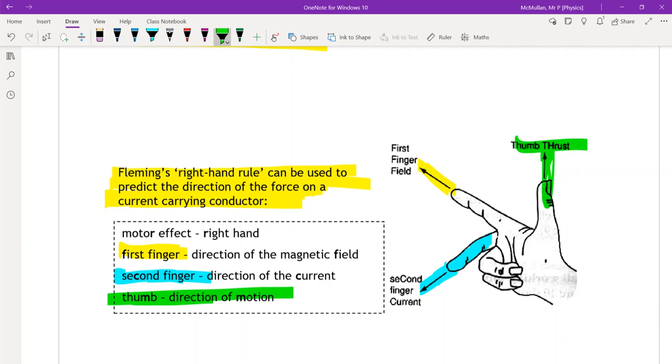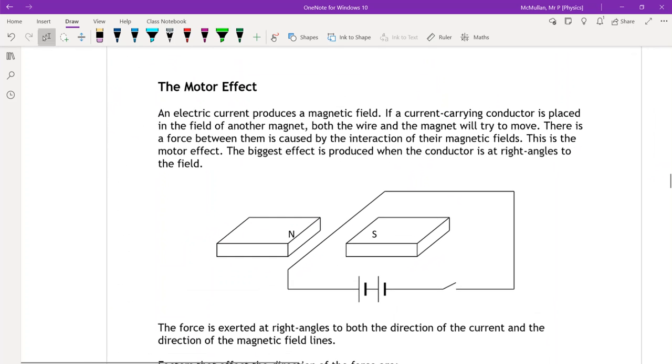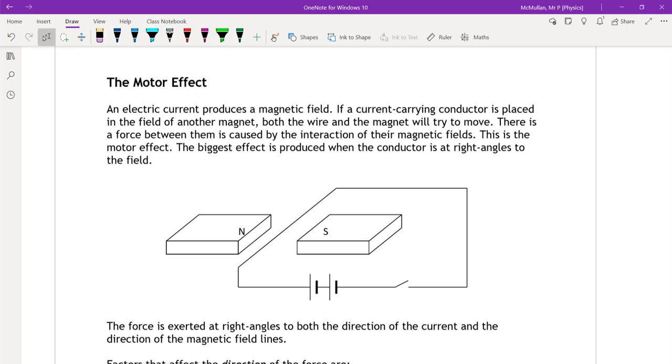so over the page, let's have a look at this example. An electric current produces a magnetic field. If a current carrying conductor is placed in the field, both the wire and the magnet will try to move. There is a force between them caused by the interaction. This is the motor effect. The biggest effect is produced when the conductor is at right angles. So what does this mean?